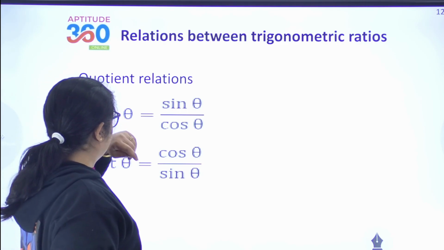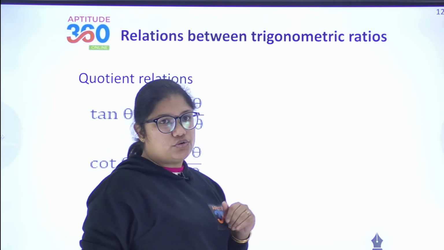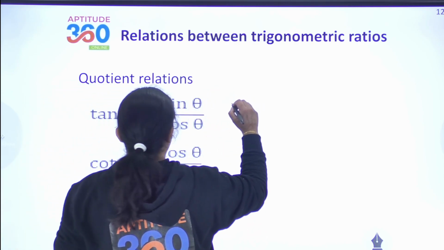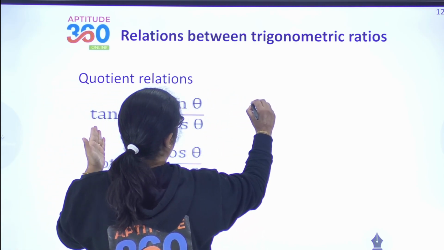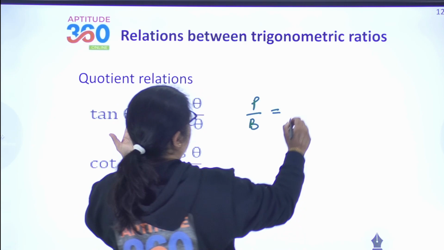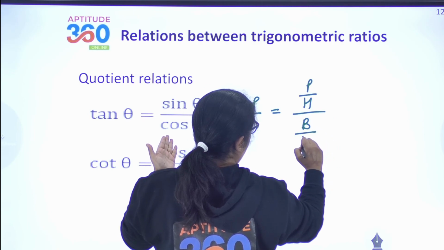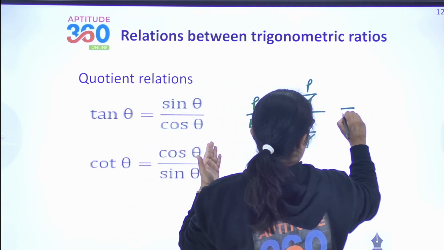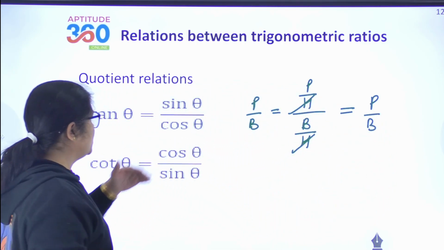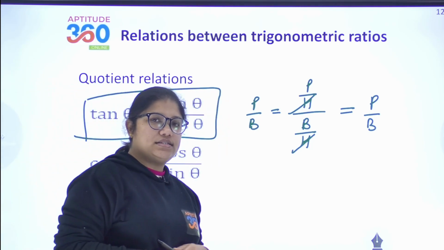Now there are two quotient relations that you might have to remember, which is tan theta is equal to sine theta upon cos theta. Why is that coming? What is tan theta? It is "through proper brushes", right? This is the ratio. Sin theta ratio is "some people have", cos theta is "curly brown hair". H gets cancelled. What is left is P upon B. Left hand side is equal to right hand side. That means tan theta is equal to sin theta upon cos theta is true.